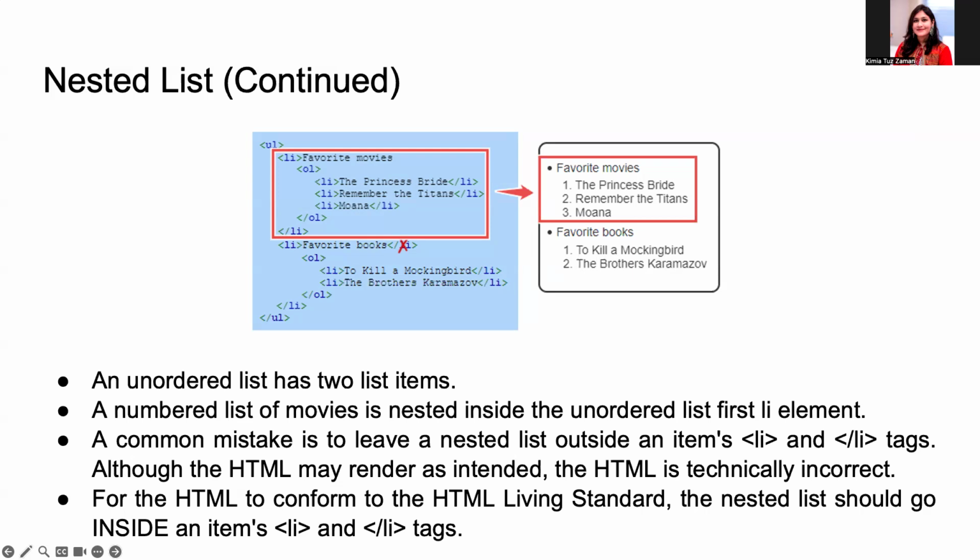One important thing to note is sometimes people write a nested list outside the parent list tag by mistake. While the browser might still show it correctly, this is not a valid HTML structure. So, to follow proper HTML standard, the nested list must always go inside the parent list item, between its opening and closing list tags.